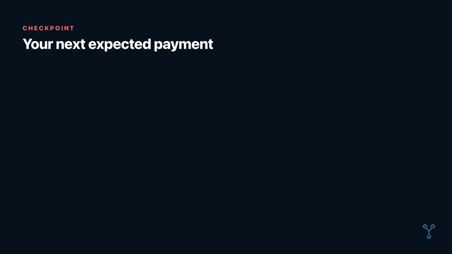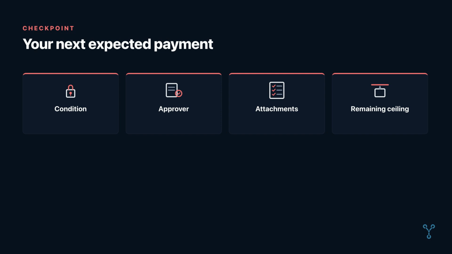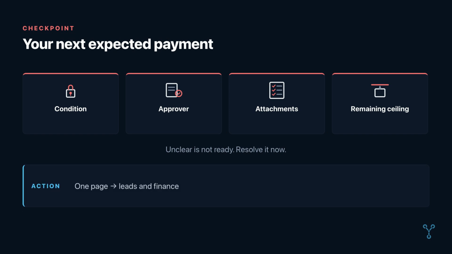Checkpoint, take the next payment you expect to claim. Can you name its payment condition, the approving person, every attachment required, and the remaining budget or ceiling? If any answer is unclear, resolve it now. Your action is to make a one-page contract payment summary and share it with the team leader, technical leads, and finance focal point. People cannot protect a payment condition they do not know.